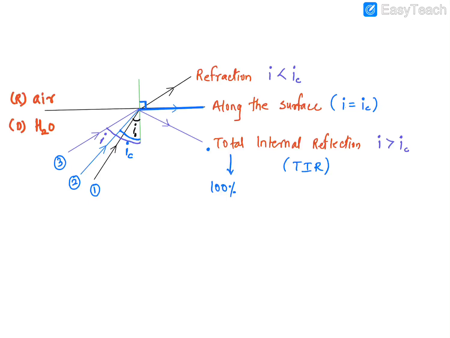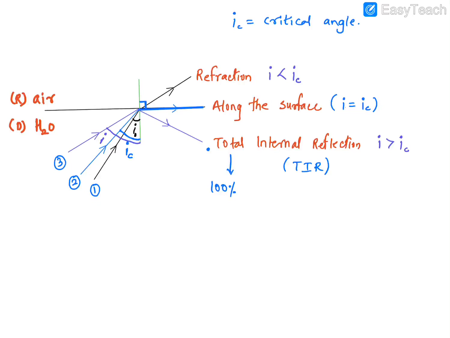That short form is for us. You cannot use that in the exams. And what is IC the short form for? It is the critical angle. So these were the three different conditions for refraction and reflection.